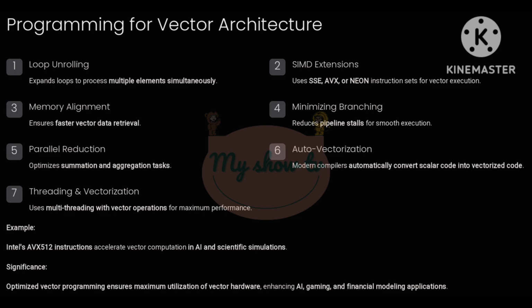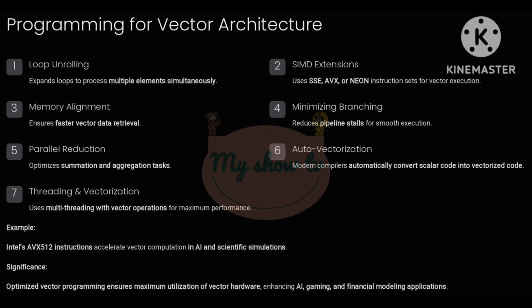Key vectorization techniques explained. 1. Loop unrolling. Instead of executing a loop one iteration at a time, loop unrolling processes multiple elements in a single iteration. This reduces loop overhead and improves efficiency. Example: instead of iterating through an array one by one, processing multiple elements per cycle speeds up computation.